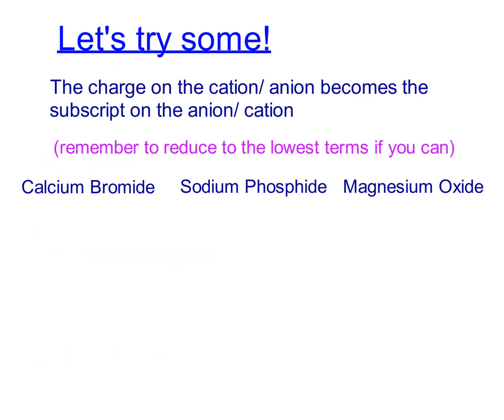So to finish out this video, I want you to take a look at these 3 compounds here: calcium bromide, sodium phosphide, and magnesium oxide. And I want you to try and write the formula. Remember, when we're looking at this, we're looking at a ratio of atoms, what ratio we need to have in the compound. And so if we have any subscripts that can be reduced, you do need to reduce them to the lowest possible terms.